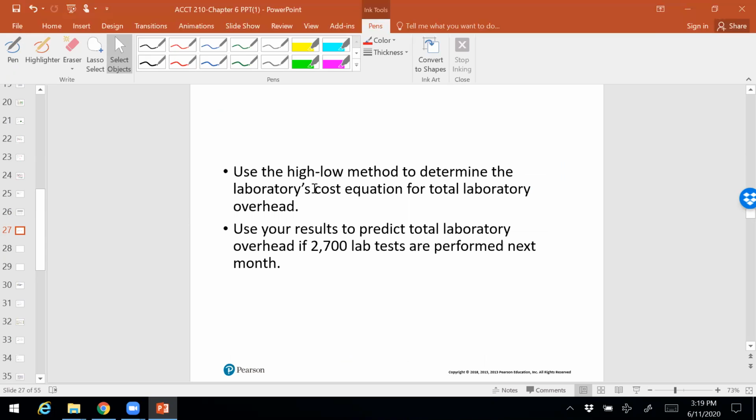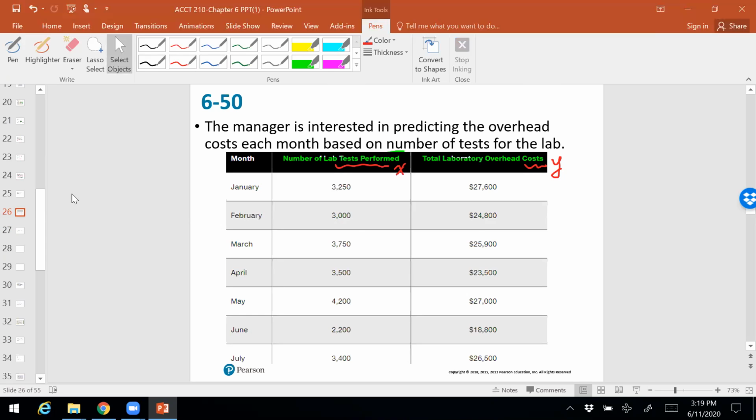This is to get the cost equation. I'm not going to do it here. I think I'll show you my work quickly in the next video. So I leave this one to you. We already figured out this is X, this is Y. Remember, our first step is to find high and low X. So you need to find high and low X, right? I'll show you here, high and low X.